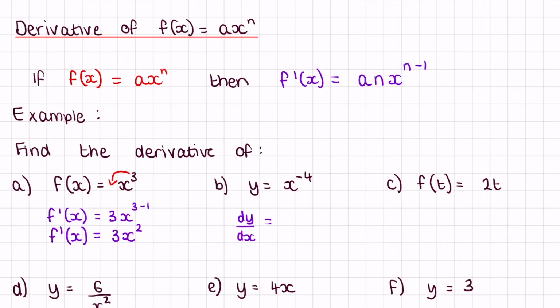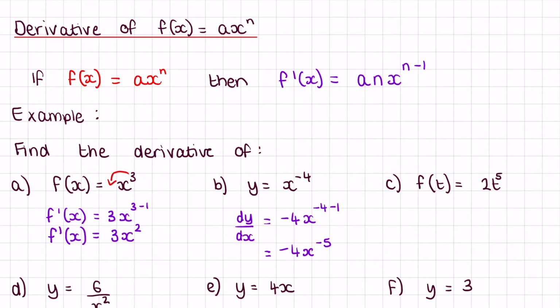Now our process is the same, so we bring the negative 4 down, so we have to bring the negative as well, so it'll be negative 4x, and then we minus 1 from the power. Now the most common mistake here is that people will write negative 4 and then they'll write x to the power of negative 3. But that's actually adding 1 to the power, so this would need to be negative 5 because negative 4 minus 1 is negative 5. So next we have f of t equals 2 times t to the power of 5.